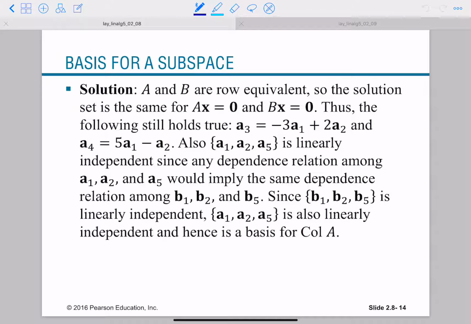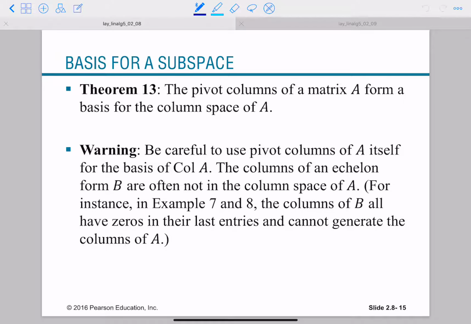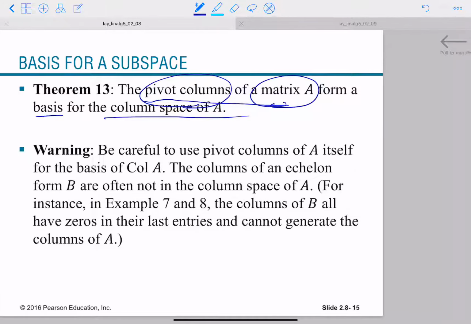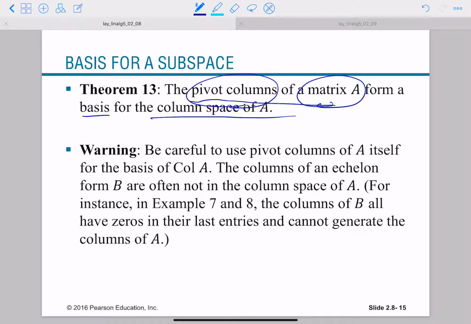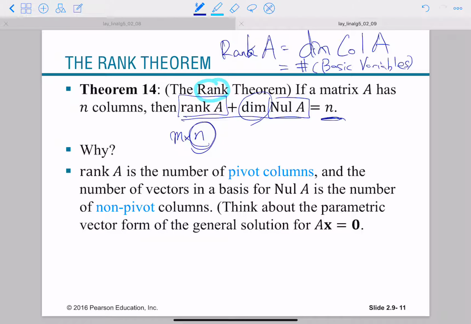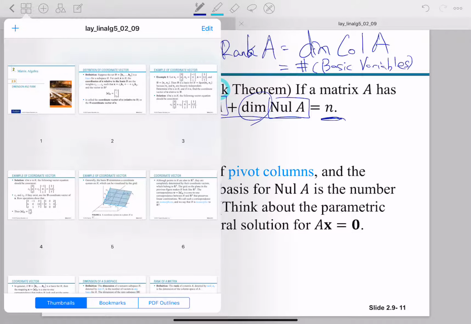Okay, so this is an obvious one that we already understood. The pivot columns of a matrix are the basis for the column space of A, right? Okay, and then let's move to chapter 2.9.